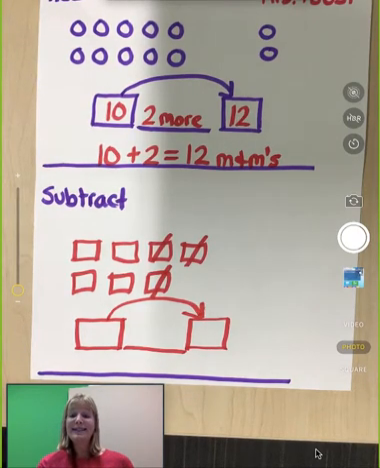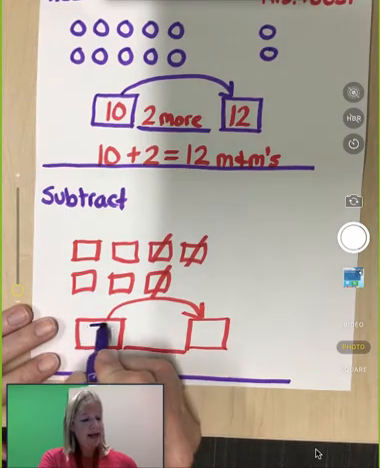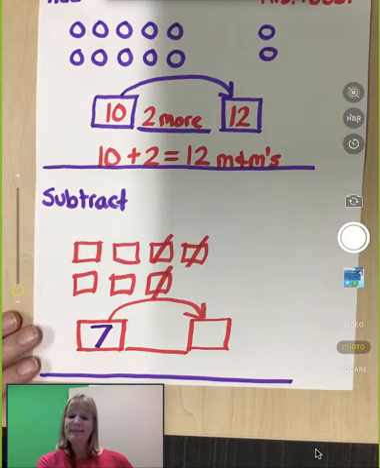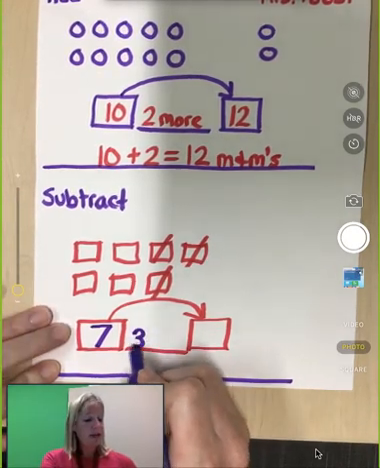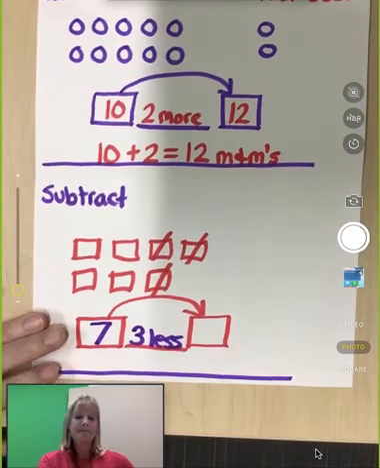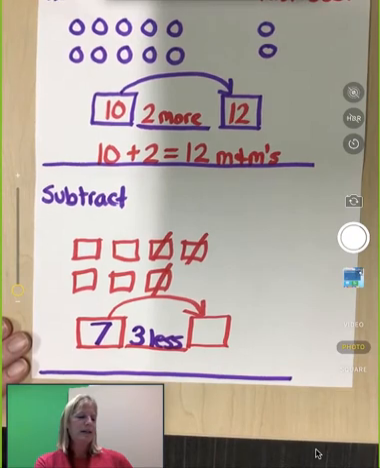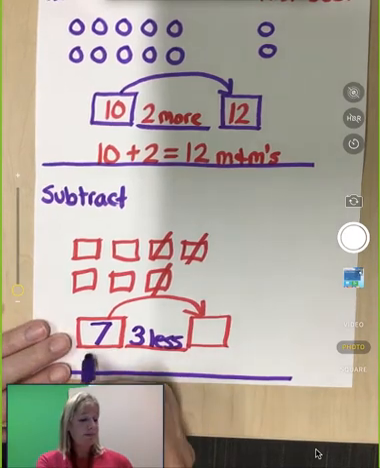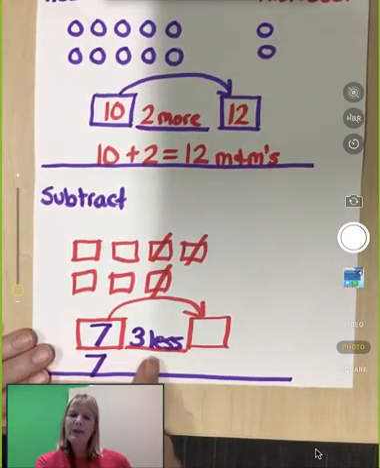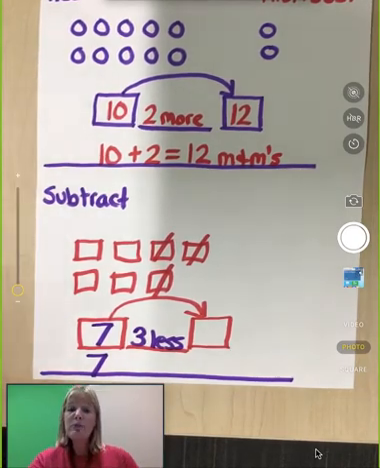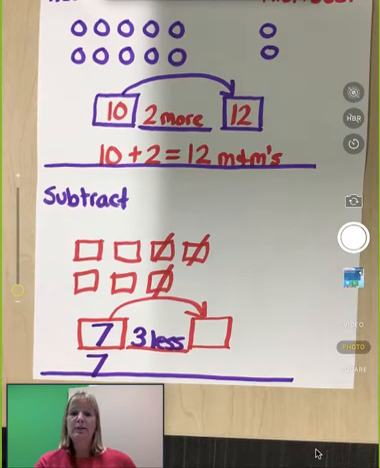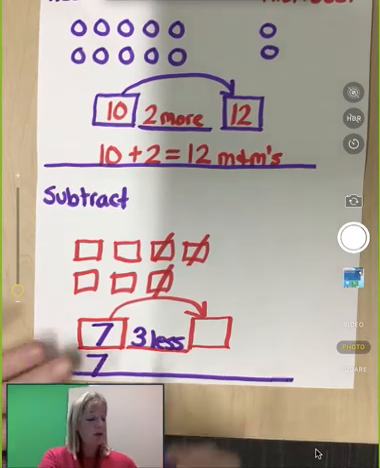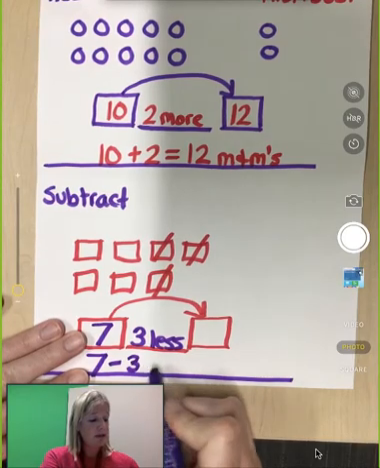Mrs. Faust had 7 books. So I had 7 in my book basket. Then a friend came along and I shared 3. So what happened to those 3? Now I have 3 less. Let's think about how I would write this as a number sentence. How many did I start with? 7. Now, if I had 3 less, am I adding books to my book basket or am I taking books away? I'm taking them away. They're going to a friend, so it's minus 3 equals.